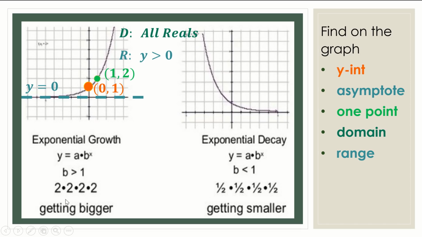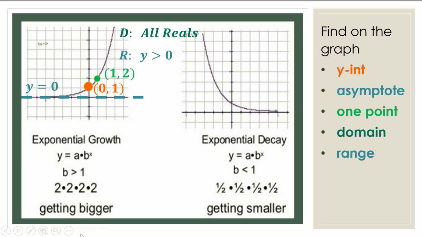Also on the exponential growth, as we said earlier, when b is greater than 1, the exponential graph is growing or increasing from left to right. It's getting bigger: 2 times 2 times 2 times 2. It's doubling each time. On the right side, we see an example of exponential decay, or an exponential graph that is decreasing from left to right, going down.